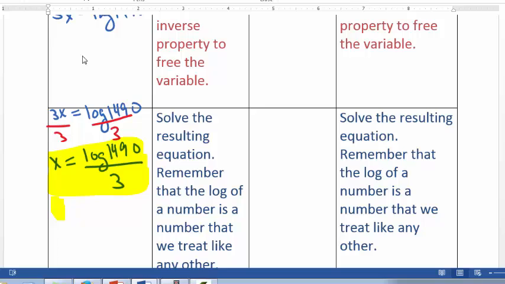So x is approximately 1.0577, and that would be my approximate solution. See how I have this little squiggly equal sign for approximate? So x is approximately 1.0577. So that would be the first one.